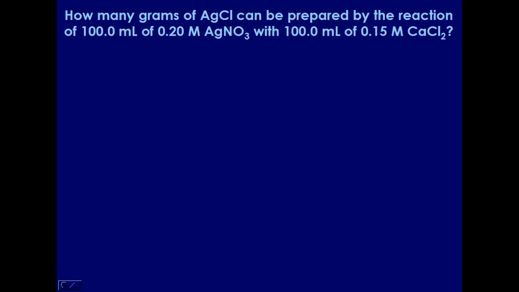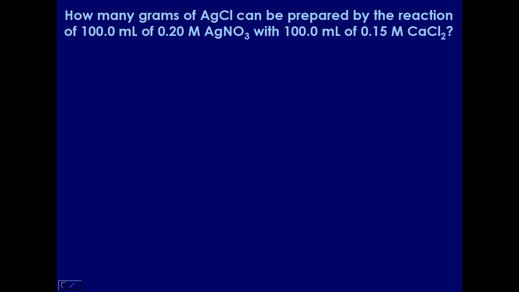This is the last example in 4.7, the precipitation reaction section. We're determining how many grams of silver chloride, our precipitate, can be prepared by reacting 100 mL of 0.2 molar silver nitrate with 100 mL of 0.15 molar calcium chloride.